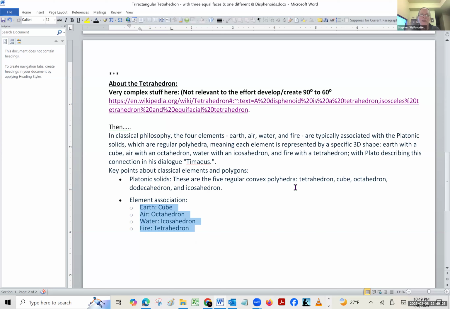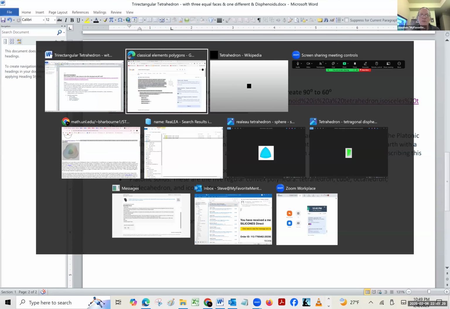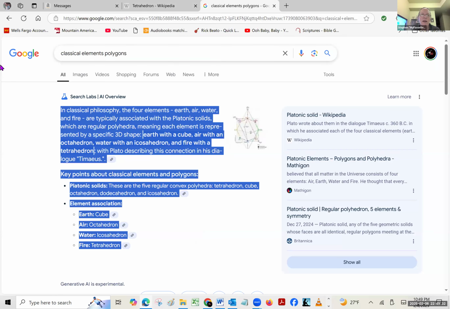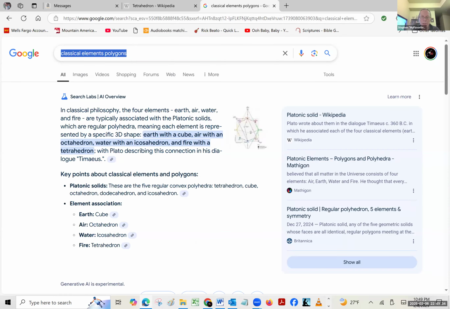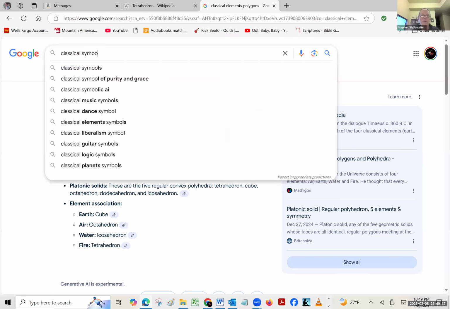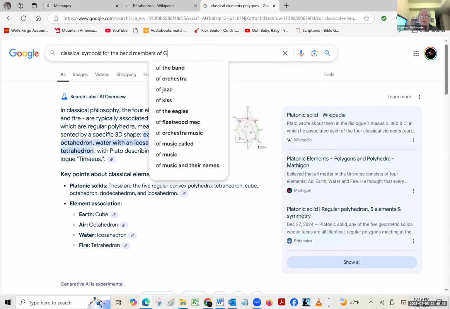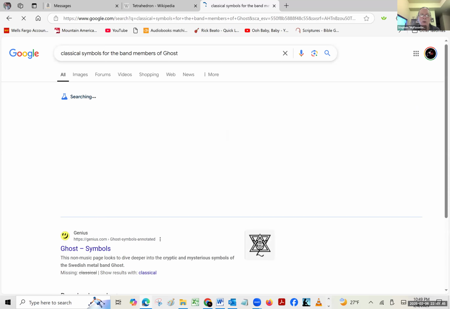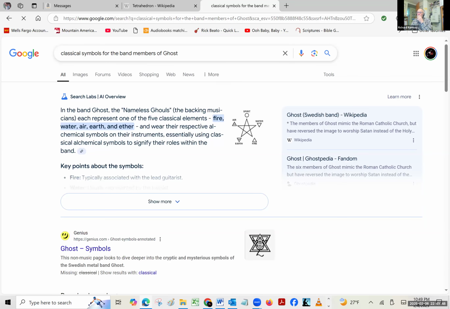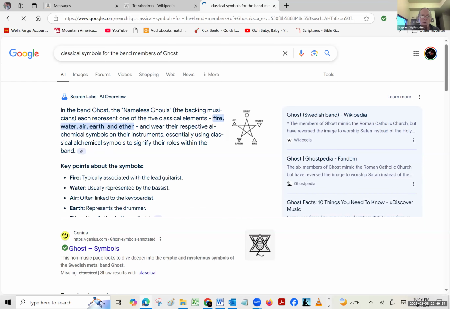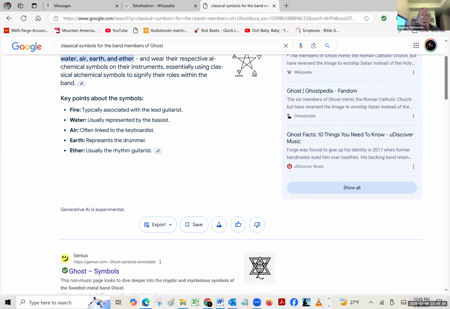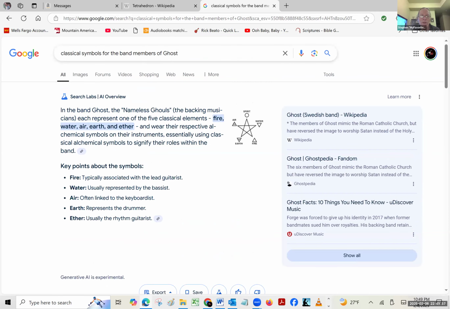A lot of stuff. There's a band named Ghost that uses classical symbols for the band members of Ghost. This is an Emmy award-winning heavy metal band. Oh, and my daughter plays bass, and she toured with them. So here are the 5 symbols typically associated with the lead guitarist. Fire was the lead guitarist. Water is the bassist. My daughter Megan was Water, and that was her name.